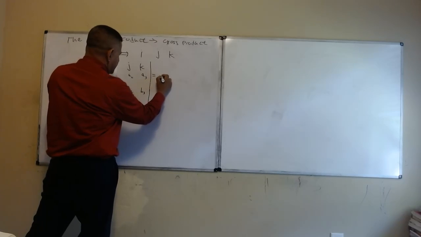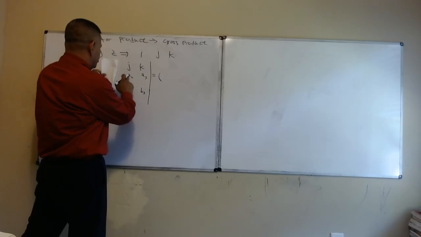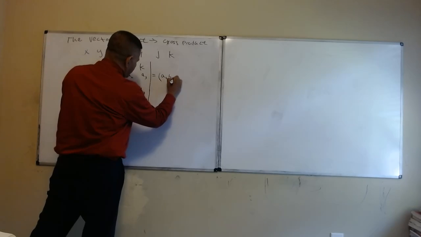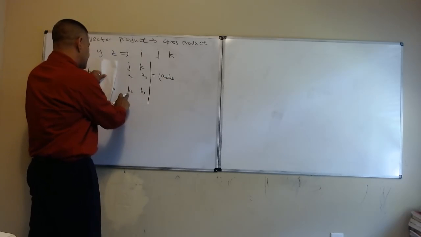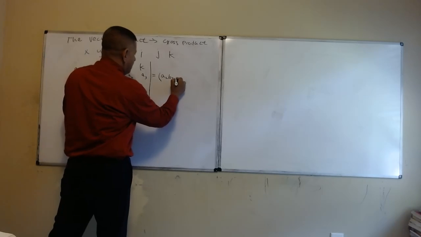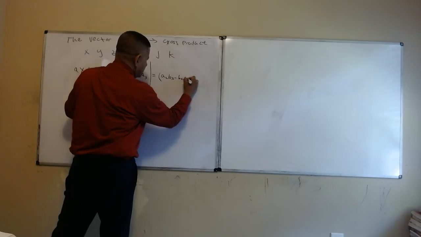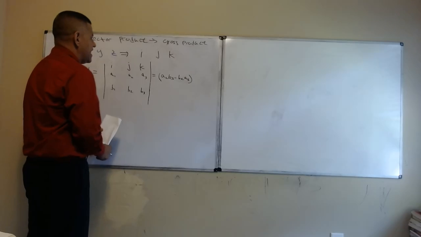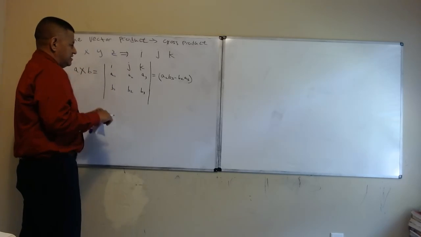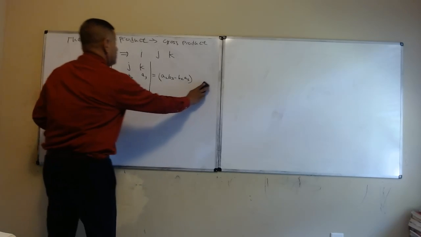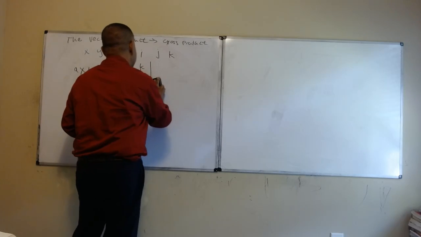So in this case, it's going to be A2 B3 minus B2 A3. Then you take the next one. And actually, let me just do it on that board right there, to be clear.